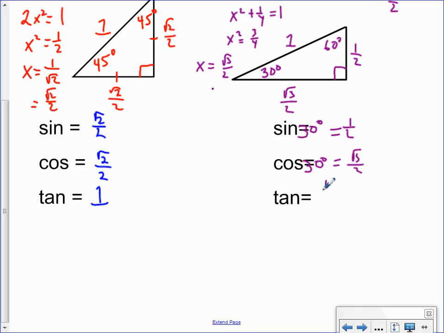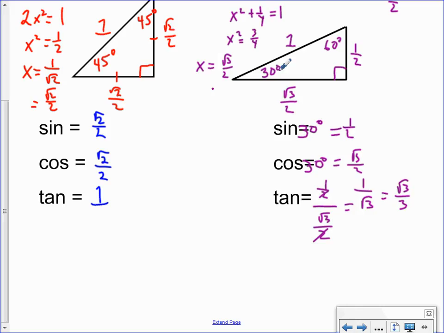Okay, so let's take a look. It's 1/2 over the square root of 3/2, true? So the 2's cancel out, and it's going to be 1 over root 3, which is root 3/3. True? Notice this is the sine, cosine, tangent at 30.